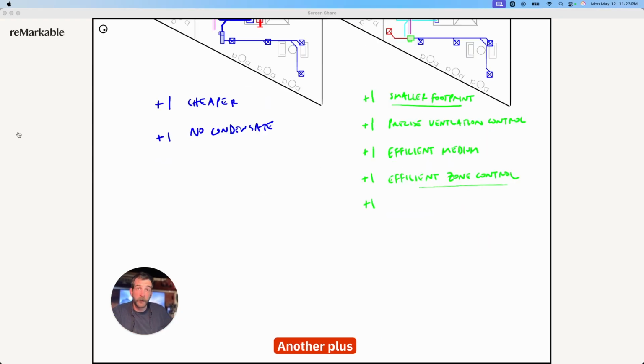Another +1 for VRF, it's got efficient ventilation control, an efficient medium, and efficient zone control, but also the equipment is generally just more efficient. So overall, your VRF system is more efficient, which should not be overlooked. This makes it easier to comply with energy standards, and a lot of times if you start with a VRF system, you're well on your way to exceeding any energy requirements that you have for your project.